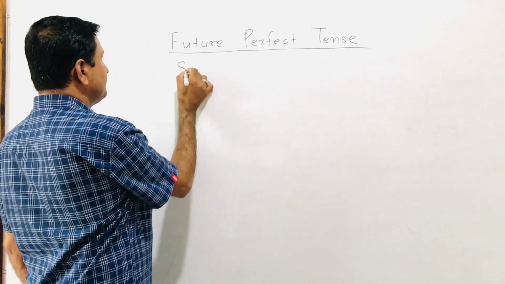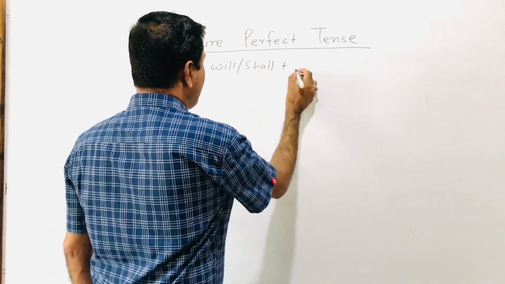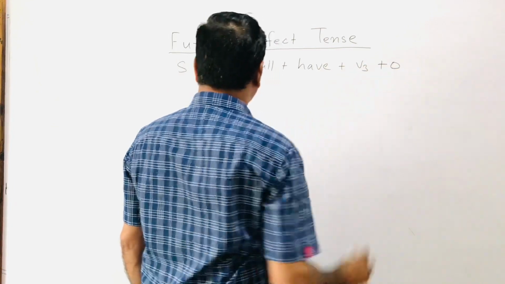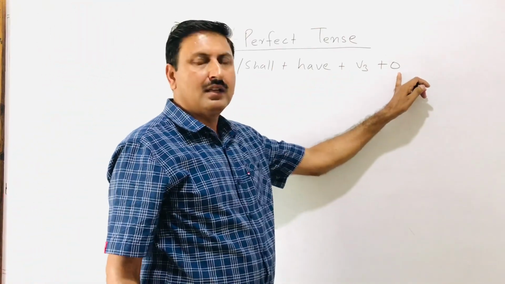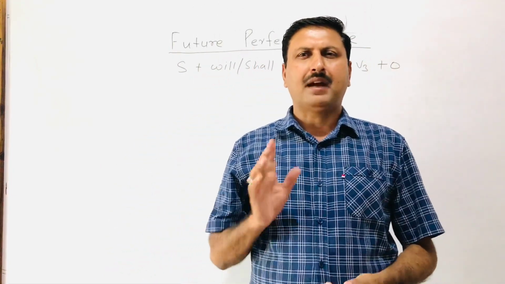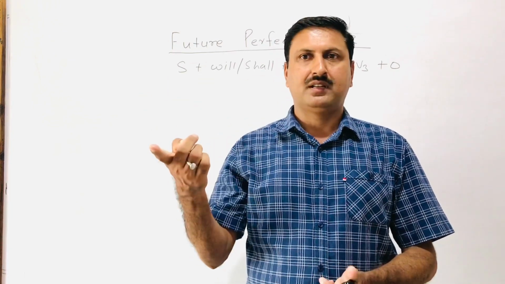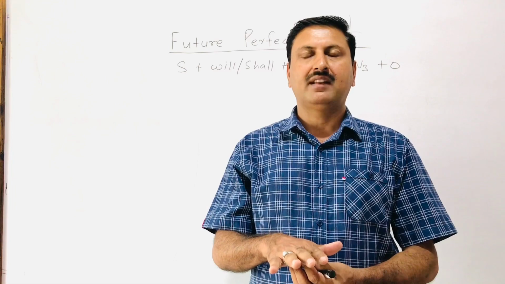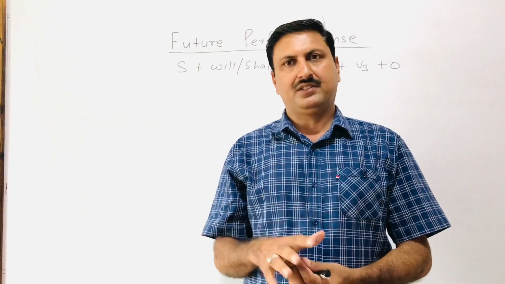The structure is subject plus will or shall plus have plus verb 3 plus object. This is the structure of future perfect tense. For example, my father will have arrived home. The plane will have landed. Will have arrived, will have landed, and so on can be the examples of future perfect tense.